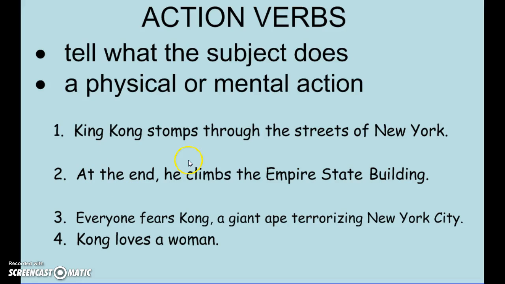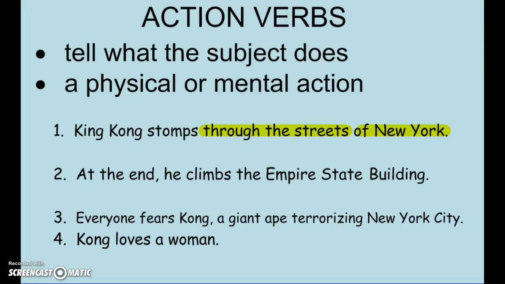So we start by looking for words that were on the list that we had to memorize for our prepositions quiz. And I can see one over here, through. So I want to think of where is the noun that ends that phrase. Through what? Through the streets. And then I see another preposition that was on our list, of New York. Now if I get rid of those prepositional phrases, all that I have left is King Kong stomps.